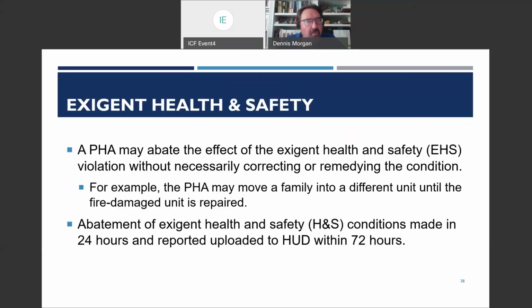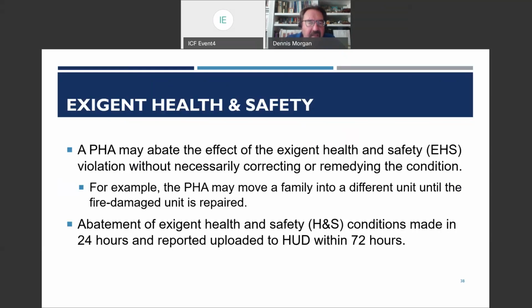Now, you'll also go back into the world of REACT, into the reporting system, because you will report back to REACT that the repair on those particular items was made. And you must report that back to REACT within 72 hours. 72. So 24 hours to make the repair, 72 hours to re-upload that information in terms of that repair work that was done as a result of that 24-hour repair item.